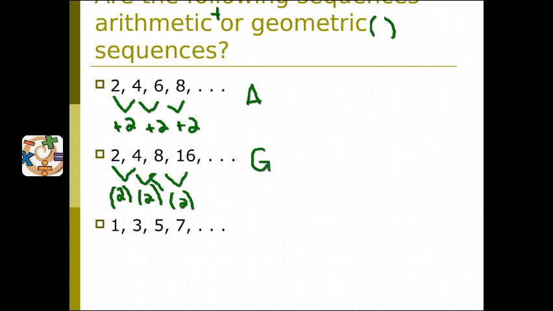And then getting from 1 to 3, we're adding 2. 3 to 5, also adding 2. 5 to 7, adding 2. We're adding, therefore we have a common difference, making the last example an arithmetic sequence.